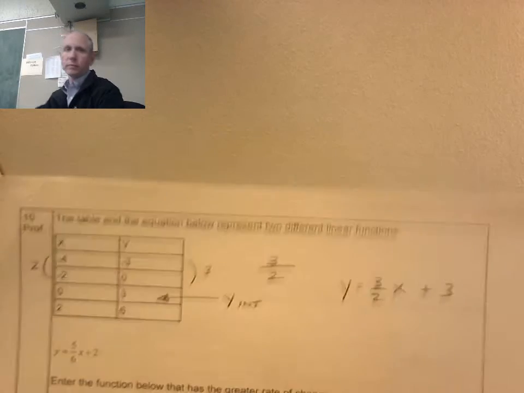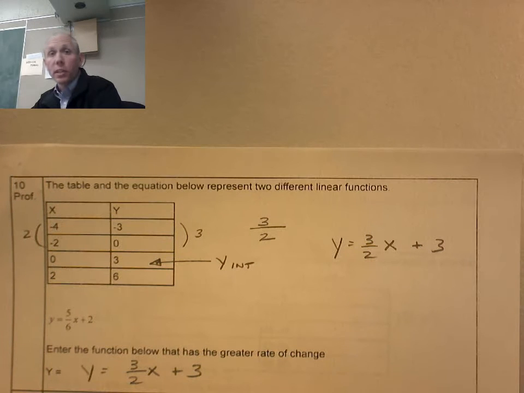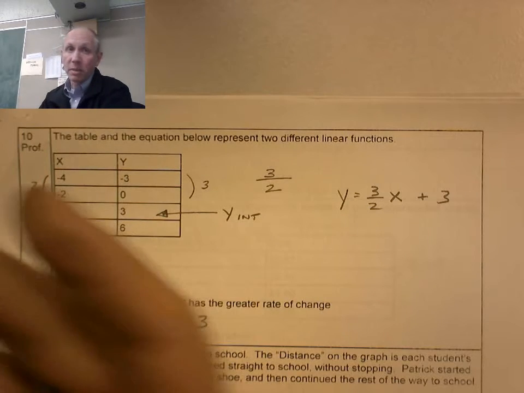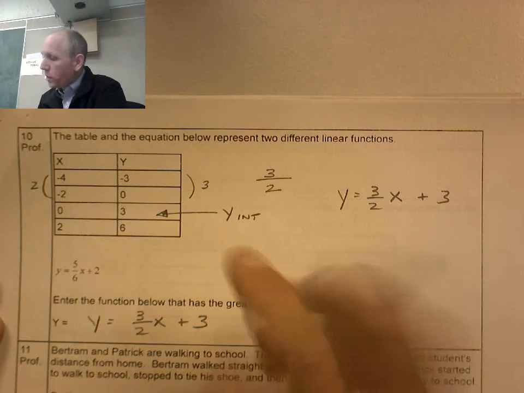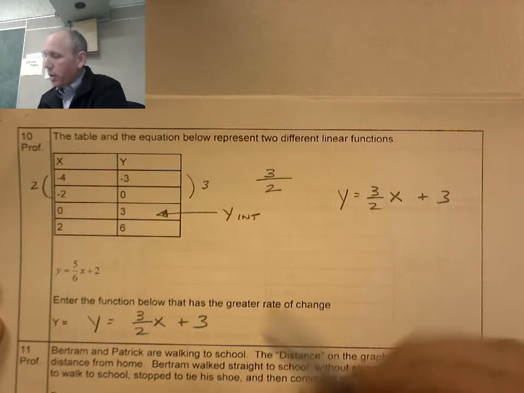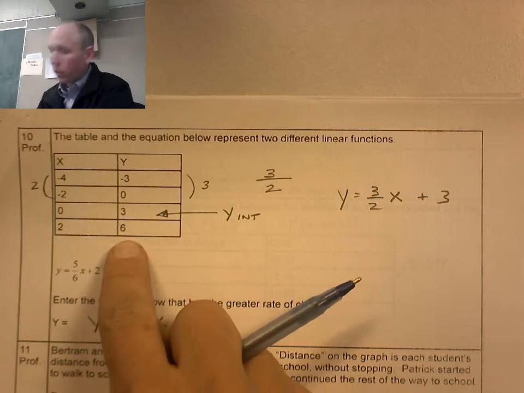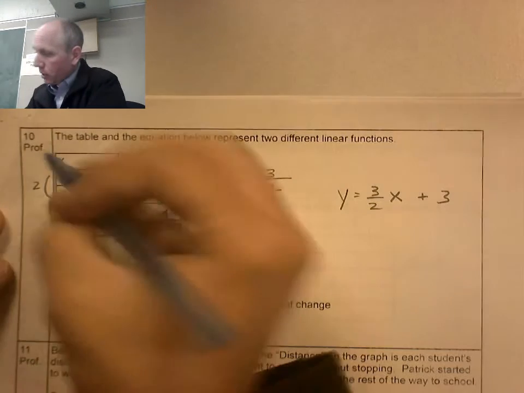Number 10, the table and equation. The table and the equation below represent 2 different linear functions. So here's a linear function and here's a linear function. They're lines. y equals mx plus b. Which function has the greater rate of change? Well, right here, I need to find the linear function, or the slope-intercept equation. So let's find the slope.